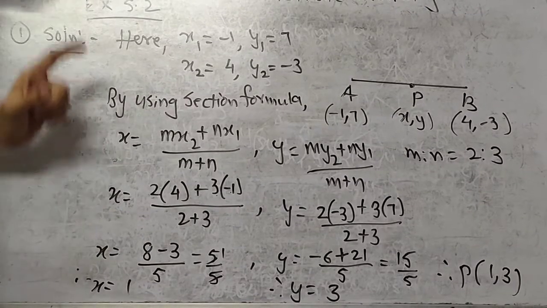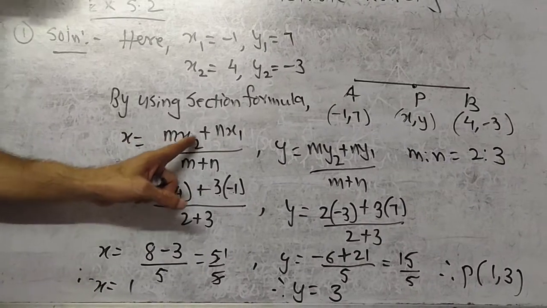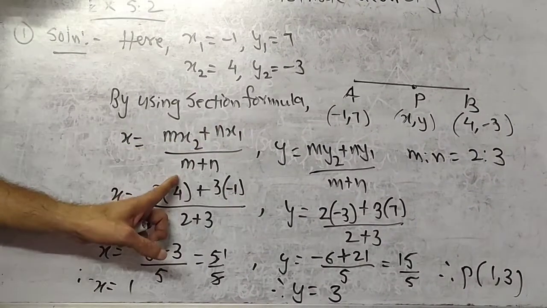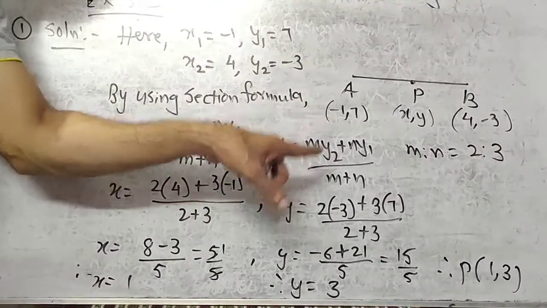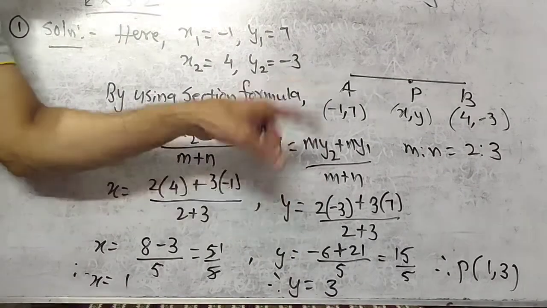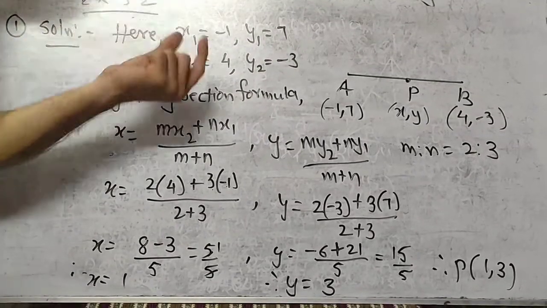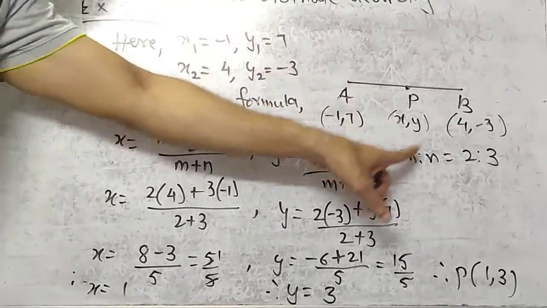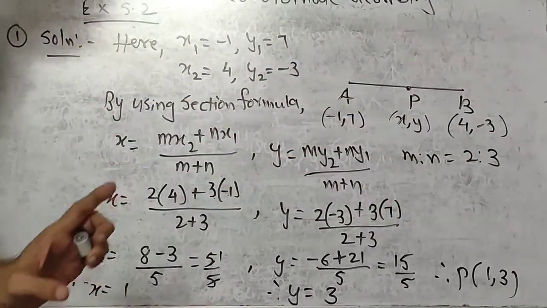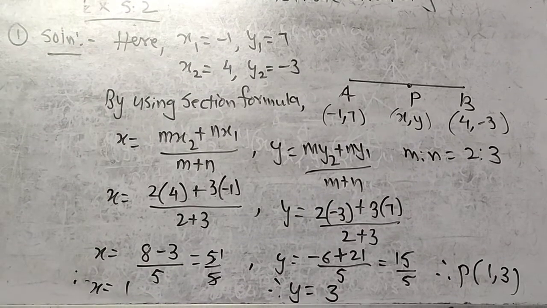So you will use the section formula like this: x is equal to mx2 plus nx1 upon m plus n, and y is equal to my2 plus ny1 upon m plus n. Before that you will mention all this. You have to mention what is x1, what is y1, what is x2, y2, m is 2, n is 3. Okay, here the sum gets over. Please copy it down.